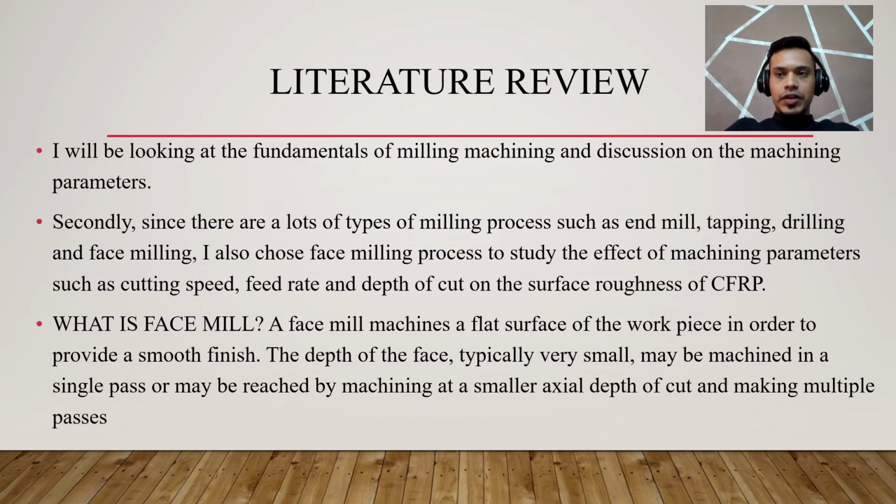As for the literature review, as I mentioned earlier, I went through and studied a lot of literature, and I looked at the fundamentals of the milling machine and discussion on the machining parameters. Secondly, there are many types of milling machines such as end mill, tapping, drilling, and face milling, and I chose the face milling process to study the effect of machining parameters such as cutting speed, feed rate, and depth of cut on the surface of CFRP.